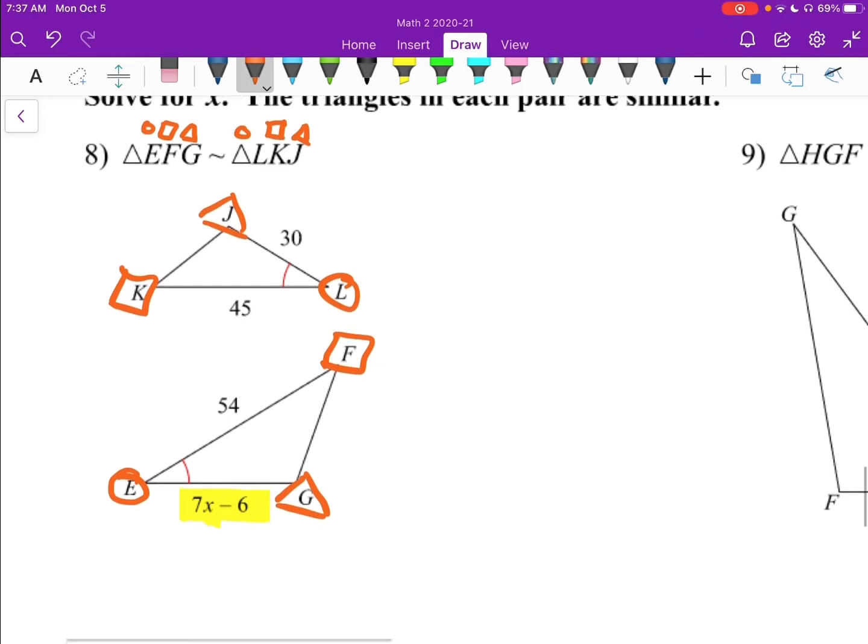So my 7x minus 6 is between the circle and the triangle. The other thing that's between the circle and the triangle is 30. And then we can say the same thing about 54 and 45. 54 is between the circle and the box. 45 is between the circle and the box. If you're able to just read that from the similarity statement, that's great. I need a little bit of help doing it this way.